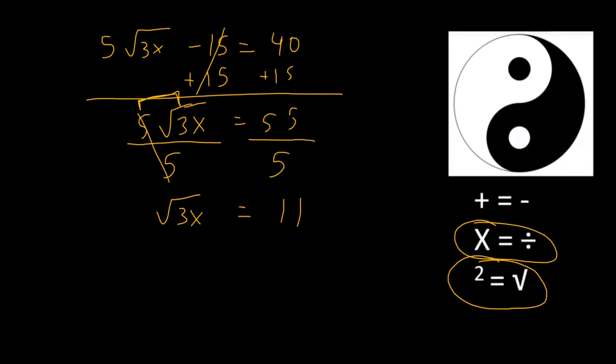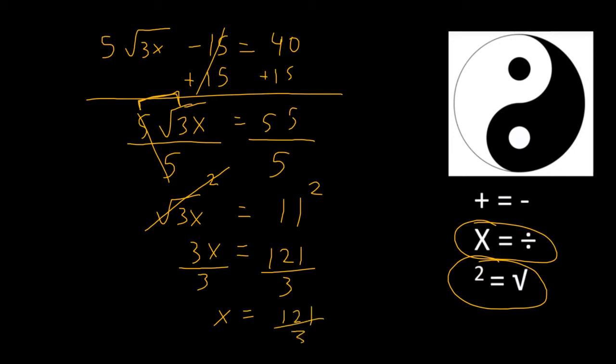From here, I want to figure out what's the opposite of square root, which is squared. Square root and squared, they cancel out. Whatever I do on the left, gotta do on my right. 11 times 11 is 121, and it's 3x. So then from here, I divide by 3, divide by 3. X essentially equals 121 over 3. And then that'll be your answer.